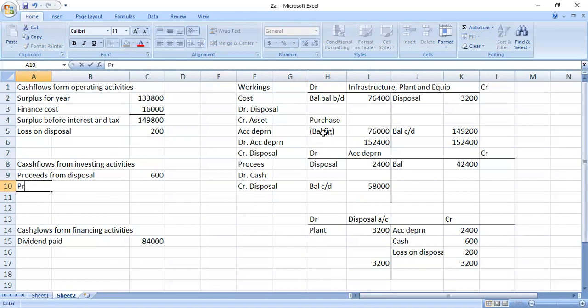So we say purchased non-current asset, 76, so it's a negative 76,000.